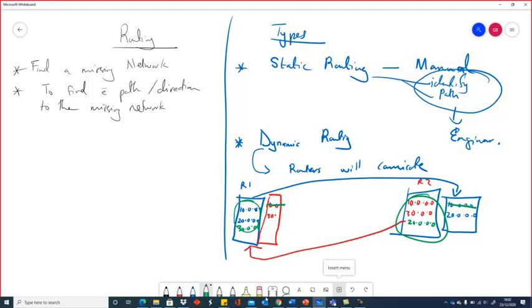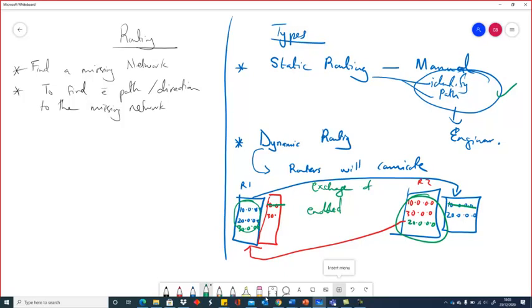So static routing is done by the engineer. Dynamic routing is mostly done by the routers. They exchange information, some form of an exchange. Once the dynamic protocol is enabled, you tell the router, I want you to be speaking this language, and I want this one also to be speaking that language, and they'll be communicating.